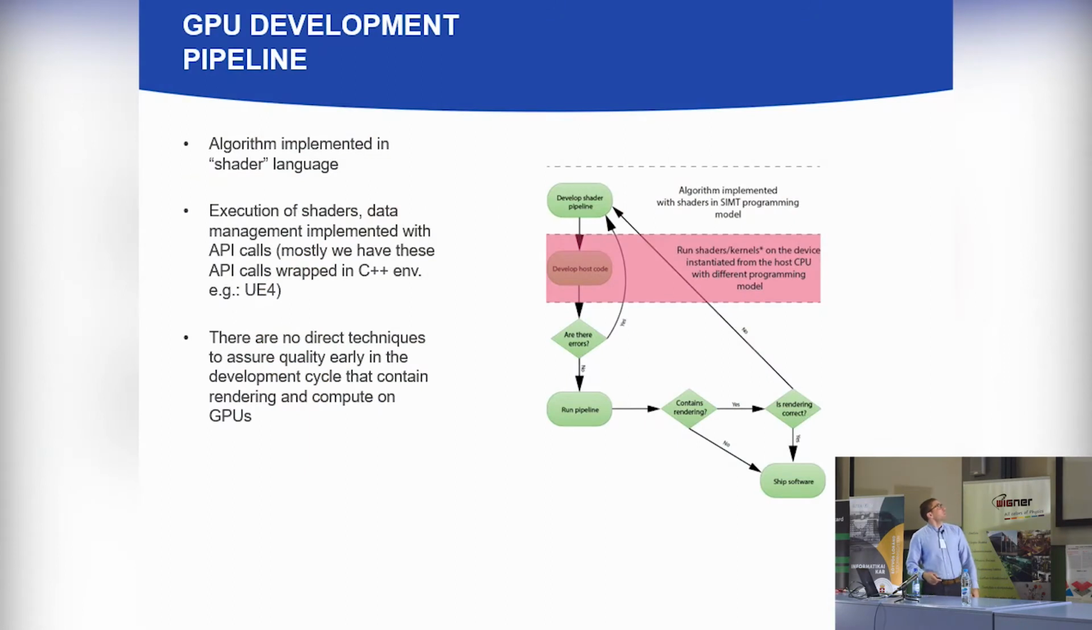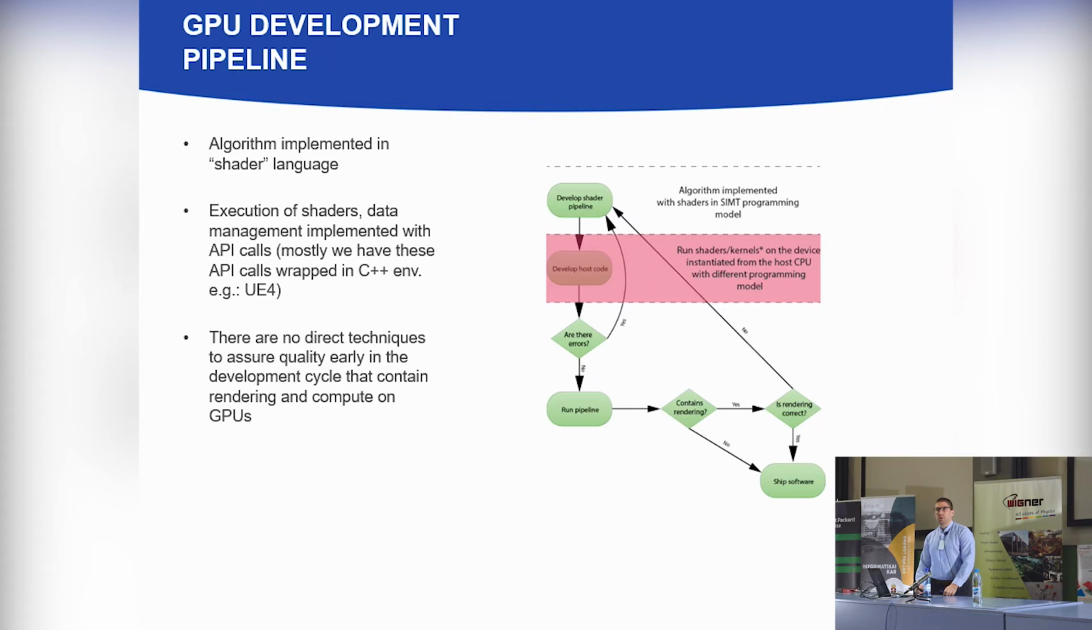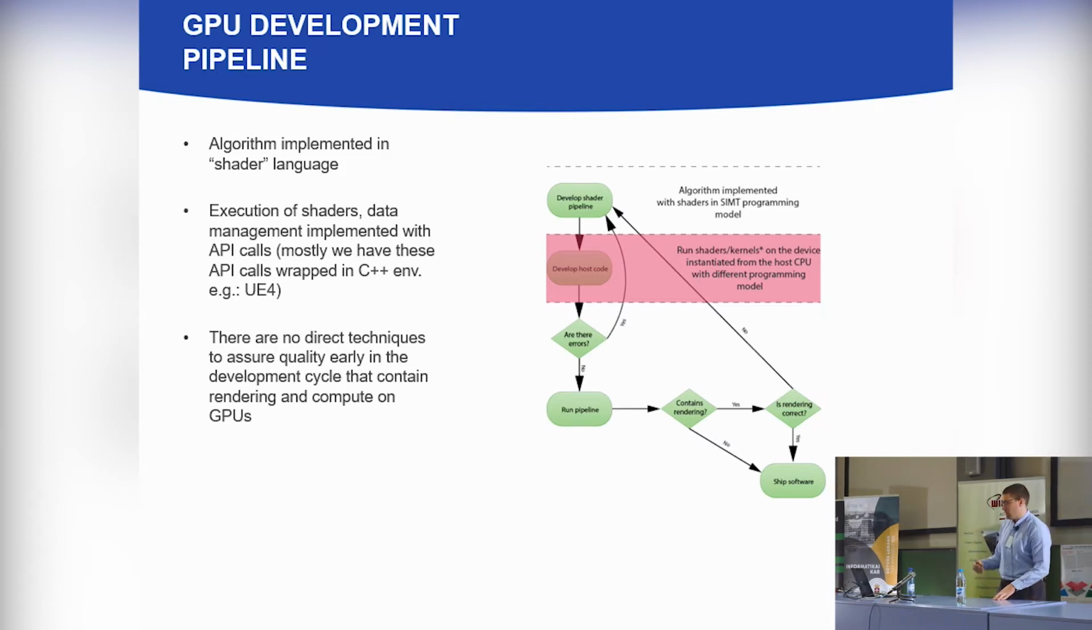So in general, let's take a look at what a simple GPU development pipeline looks like. First, the GPU developer always thinks about shaders or GPU code, which can be OpenCL or CUDA or any type of GPU language. But most of the time, the execution model the GPU developer thinks about is the GPU. And the GPU by itself is not just alone in the machine. It needs to be told how to execute and what to execute on itself. Therefore, execution of shaders and data management are most of the time implemented by API calls, which are wrapped in big game engines, for example, Unreal Engine or CryEngine.